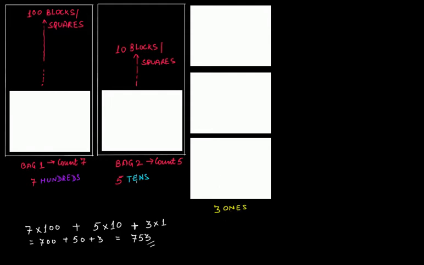So these ones, tens, and hundreds are nothing else but the place values that we use in the Indian numeral system or the international numeral system. So the number represented here is 753. We'll use this one. Come here.